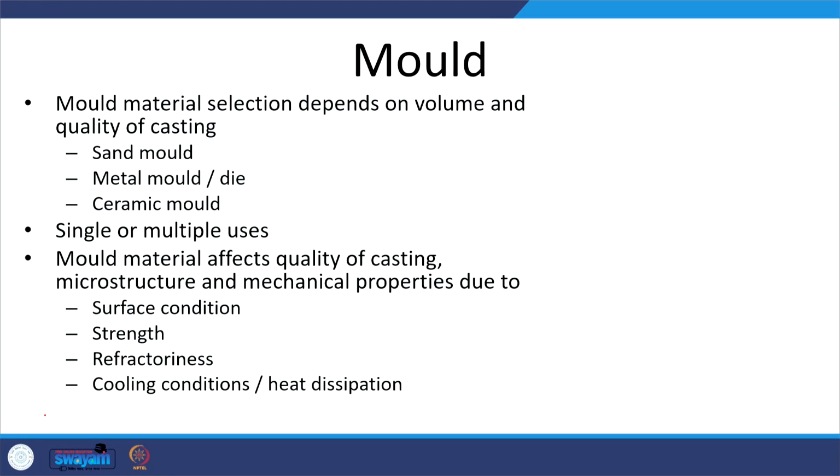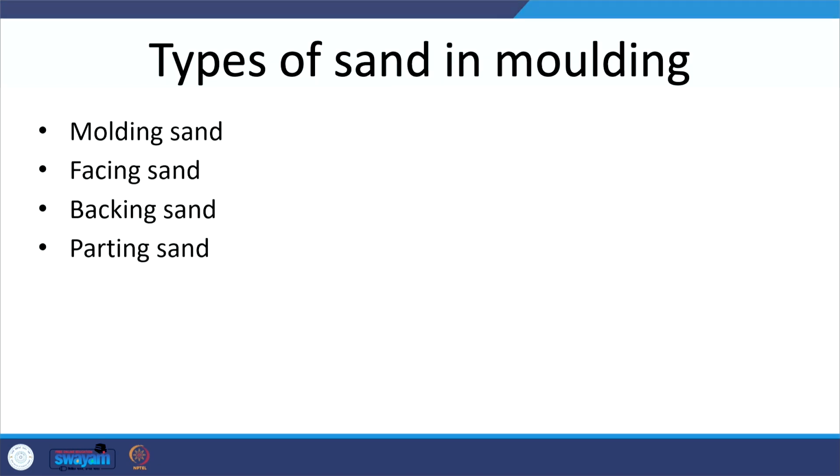So, this difference is attributed to the surface condition of the mold wall and the strength of the mold wall, because metals are certainly stronger than molding sand molds, and the refractoriness is also high, along with the cooling conditions and the heat dissipation offered by the metallic walls as compared to the sand mold. Therefore, we get reasonably good quality of the castings produced by the sand molding.